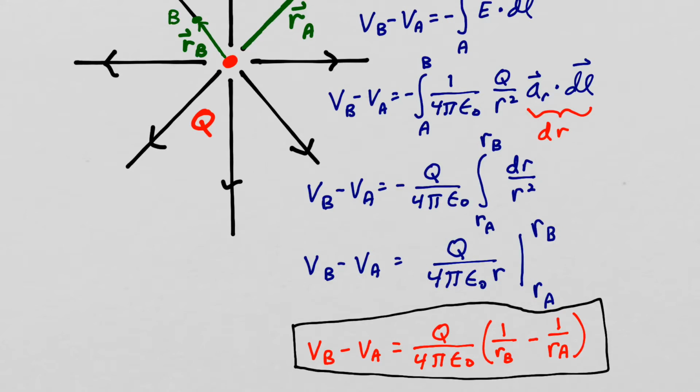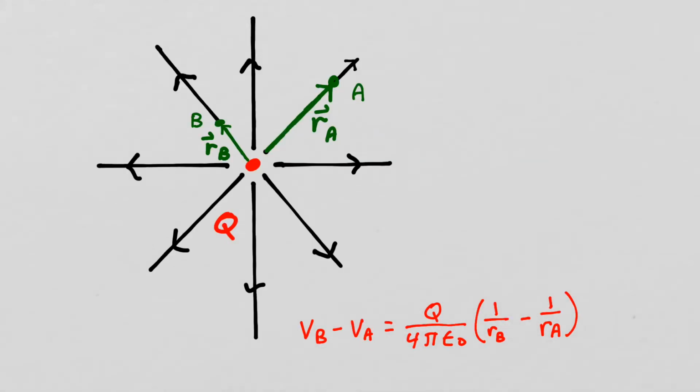So for a point charge at the origin, the potential difference between 2 points is Q over 4 pi epsilon sub 0 times 1 over r sub B minus 1 over r sub A. The potential difference is independent of theta and phi. It just depends on the distance the 2 points are from the origin.